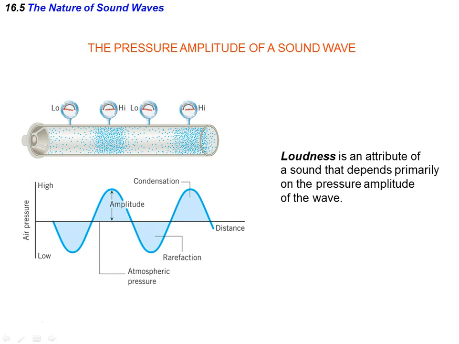Now, with sound, we can change the loudness or softness. Now, the attribute of the wave that is changing when we're doing this is the amplitude of the wave, or the amount of pressure we have in the highs and the lows. And so that condensation pressure is going to be much higher if we want to make it louder than a softer noise. And so the key here is that loudness is attributed to the amplitude of the pressure wave.